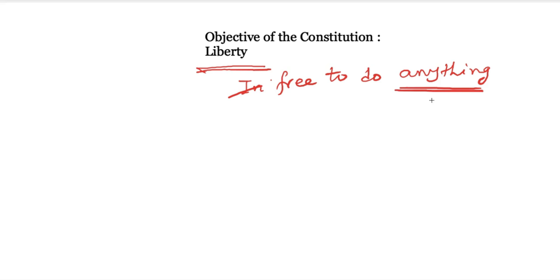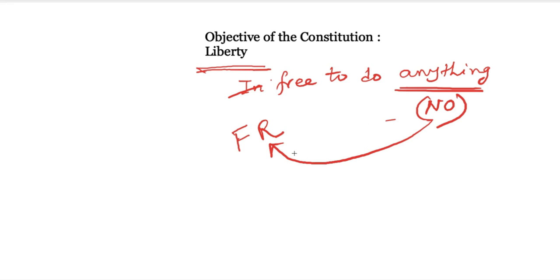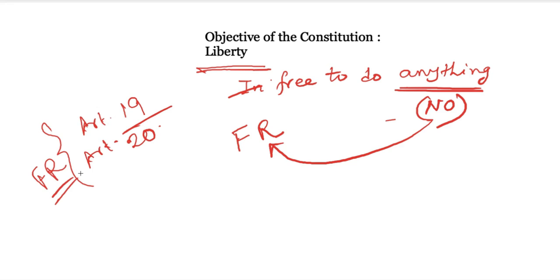But is this anything really anything? No. There are certain restrictions. This freedom to do anything is a fundamental right, and the restrictions are also mentioned in the fundamental rights itself. So within the law you can do anything. It is mostly Article 19 and 20. We will discuss it in detail when we discuss the fundamental rights chapter articles. They are part of fundamental rights.